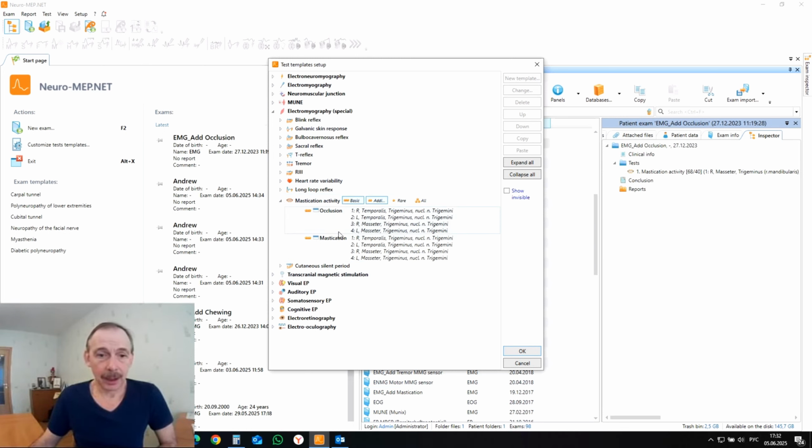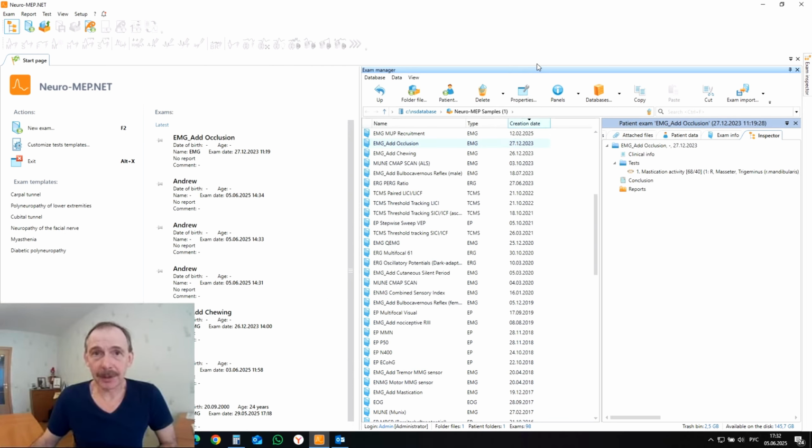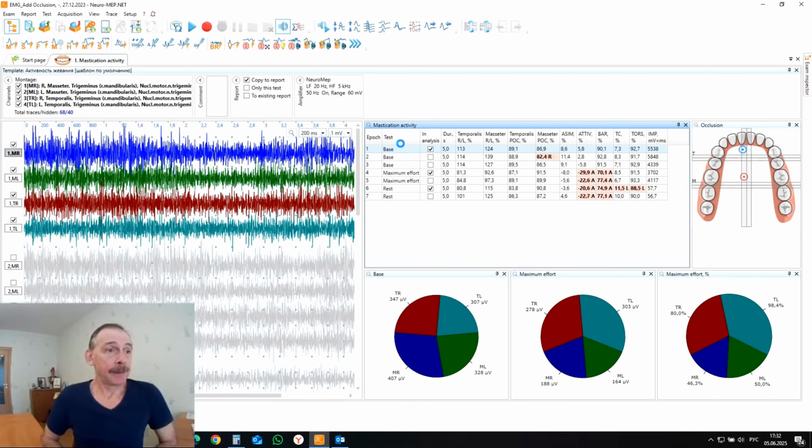Previously, we have already recorded methods with this template. Now for demonstration, we will open the finished examination and look at the analysis that is there. So, occlusion. Here, 4 channels are recorded simultaneously, synchronously. There are right-left masseter and right-left temporalis.